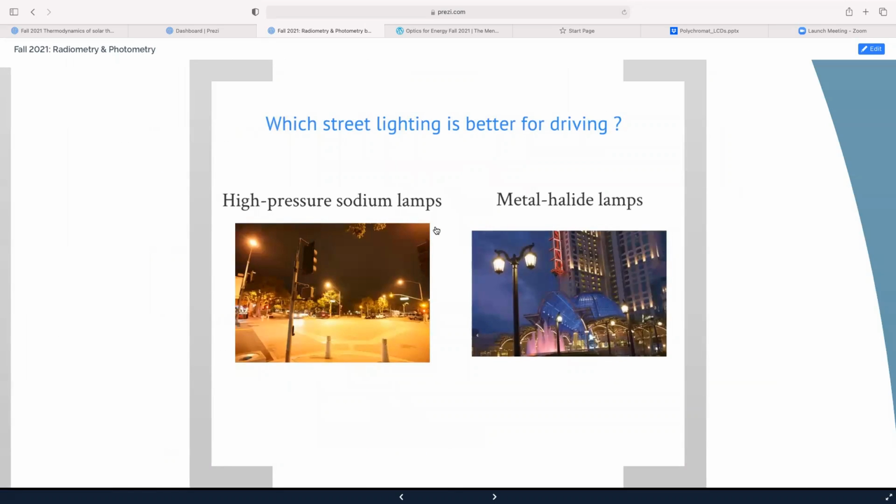Oh, actually, I have a simple example here. We just talked about light levels and spectrum and so on. So which street lighting is better for driving? Is it high pressure sodium lamps or metal halide lamps? I don't want to spend too much time on it, but any thoughts?